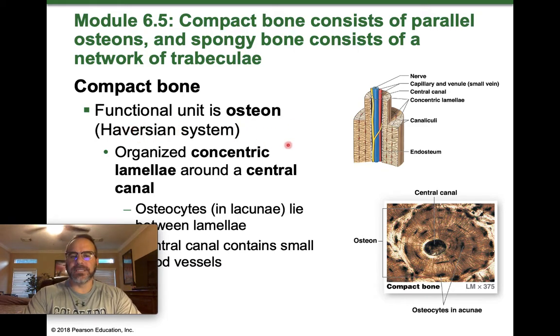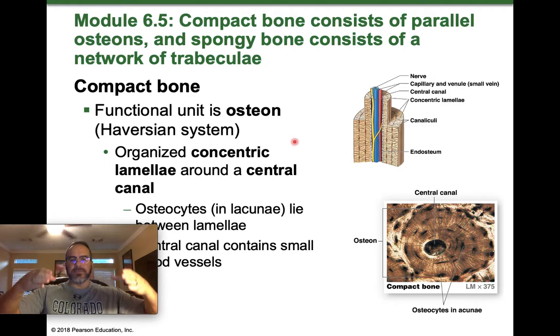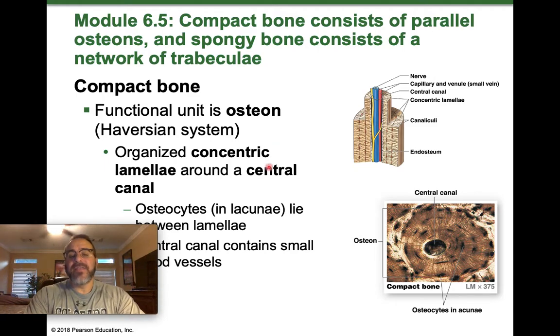In compact bone, the functional unit is called an osteon, and depending on the age of the book, they're also called Haversian systems. They're organized into what we call concentric lamellae, which are like rings upon rings upon rings, and they are organized around what's called a central canal. So let's look here. Here we see the central canal, and here you see a ring around a ring around a ring. So these are the concentric lamellae that I'm talking about.